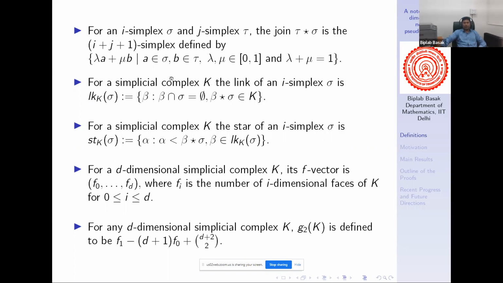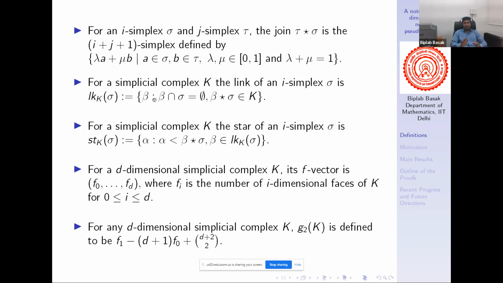Now similarly, if we take the join of a one simplex and a point, that is a vertex, then their join will be a triangle. Now if we take two edges, then we can think about them as skew lines kind of thing, and then we can make that convex combination. Then we will get a three simplex. So again, that is the formula 1 plus 1 plus 1. So this is the join of any two simplices. Now in terms of join, one can define the link and star of any simplex.